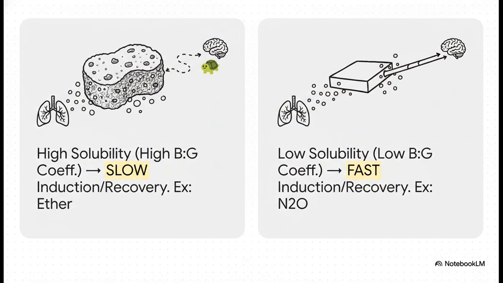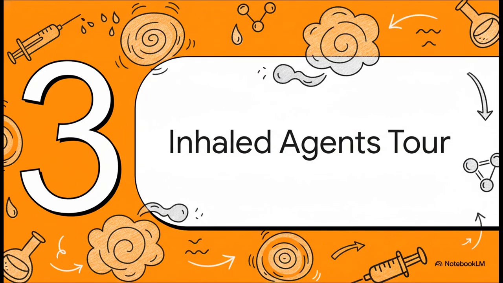Think of it like this. If a drug is highly soluble with a high blood-gas coefficient, the blood is like a giant sponge. It just keeps soaking up the drug, and it takes a long time for the blood to get saturated enough for the drug to finally reach the brain. But if a drug has low solubility, a low blood-gas coefficient, the blood gets saturated almost instantly. The drug can't hide in the blood, so it rushes to the brain. What does that mean? Fast induction and fast recovery. Simple.